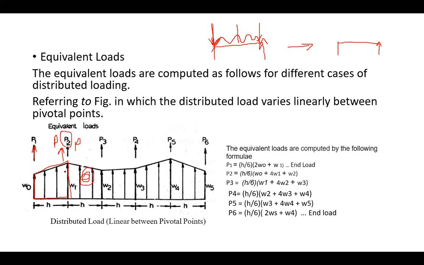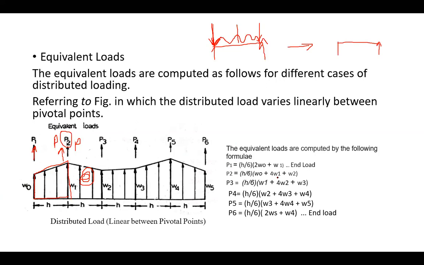That way, the UDL will be converted to point loads, and that will be used to find the bending moment and shear forces, and then you will find the slope and deflections. So this kind of complex uniformly varying load can be converted into point loads, and then shear force, bending moment, slope and deflection can be obtained.